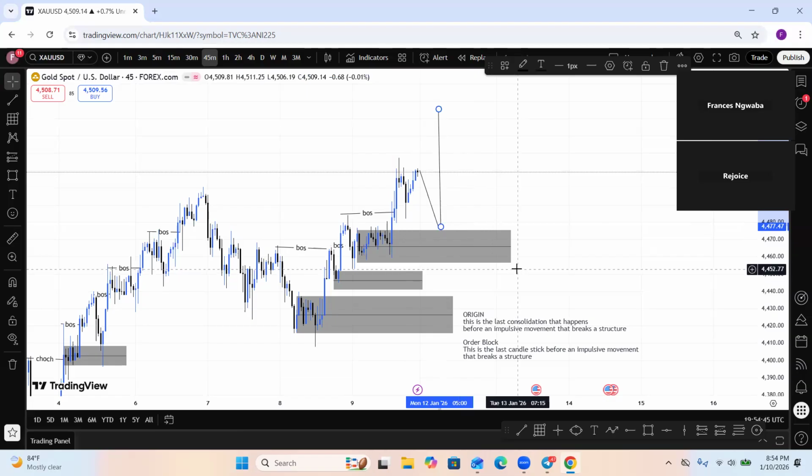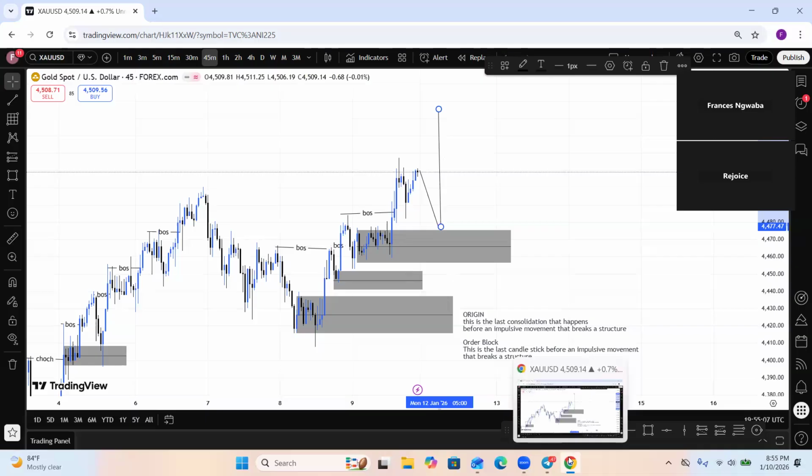You get me? So now how do we spot out those order blocks? We already know that an order block is an area on the chart where institutional traders place their buy or sell orders. We already know that we are waiting for price at a particular level in the chart.